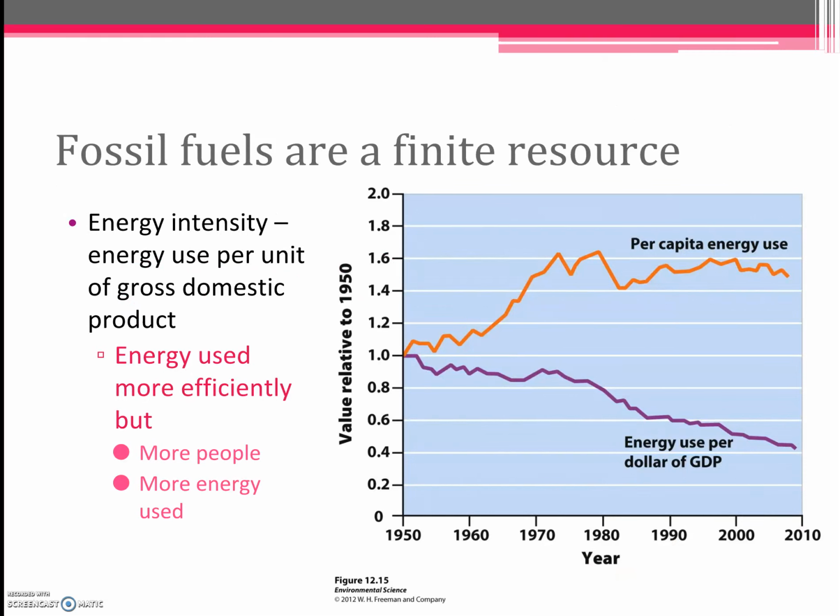Fossil fuels are a finite resource. Energy intensity is the energy per unit of gross domestic product. Energy can be used more efficiently, but we have more people, so therefore we have more energy used.